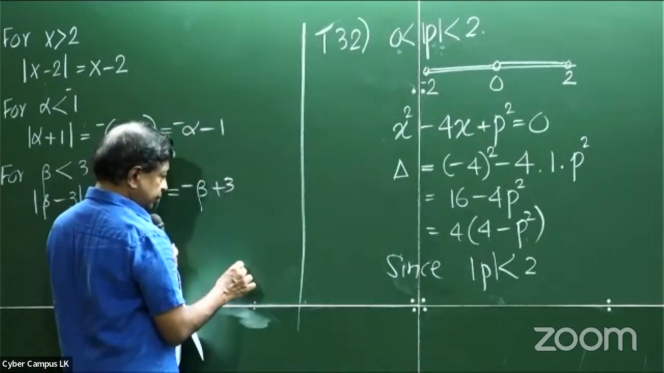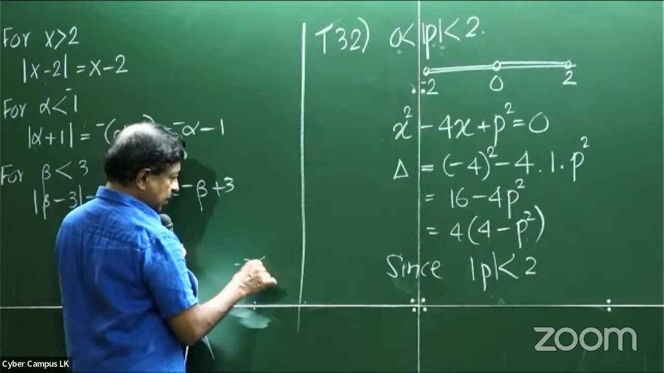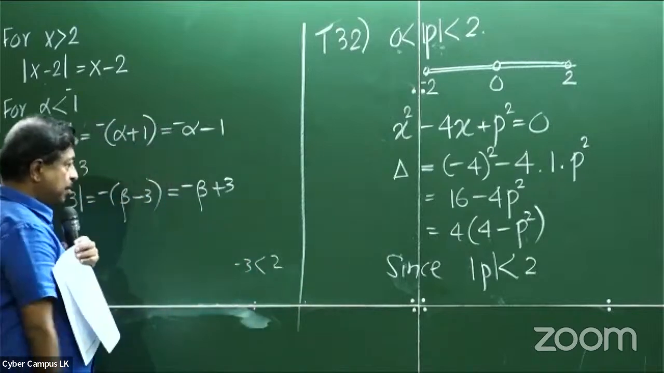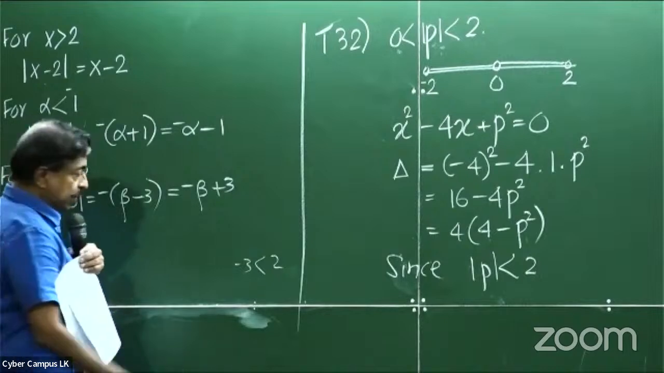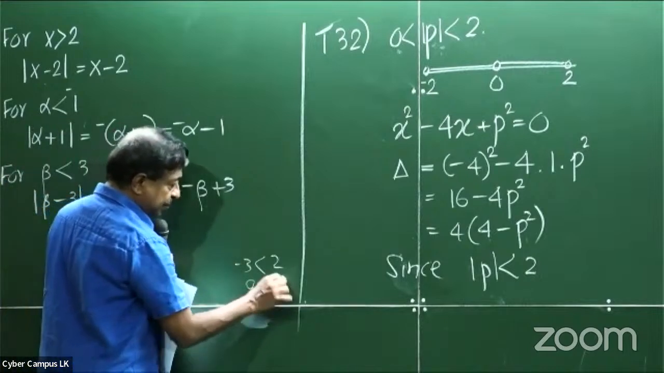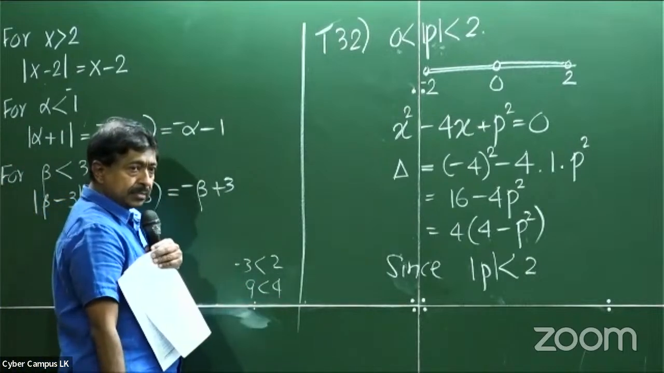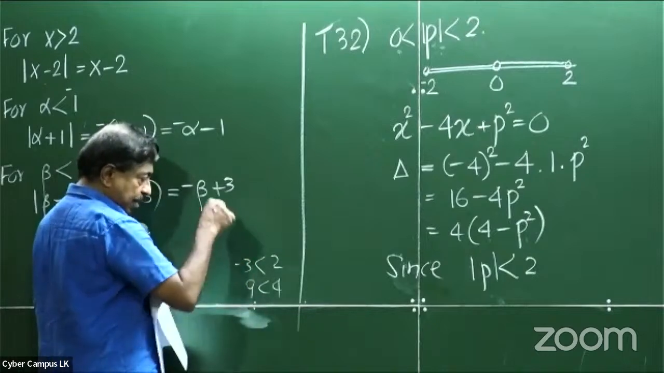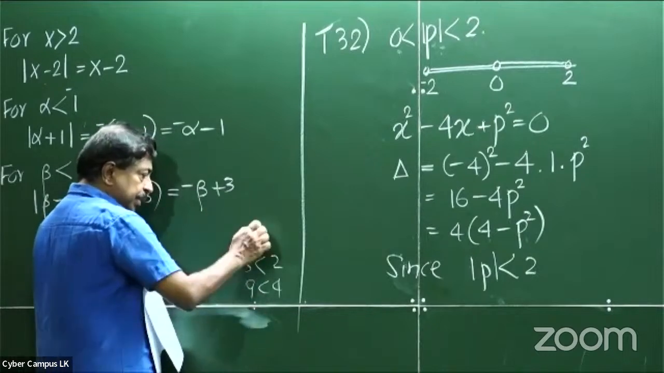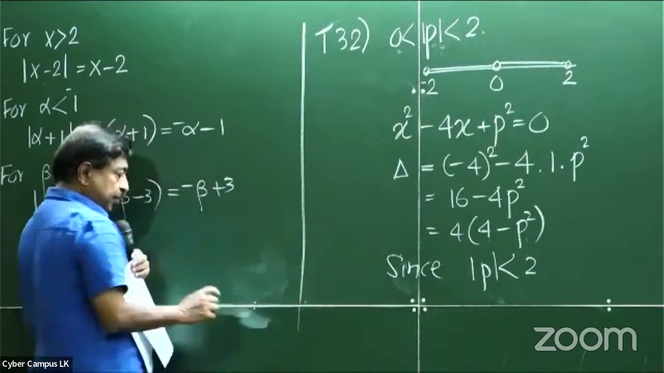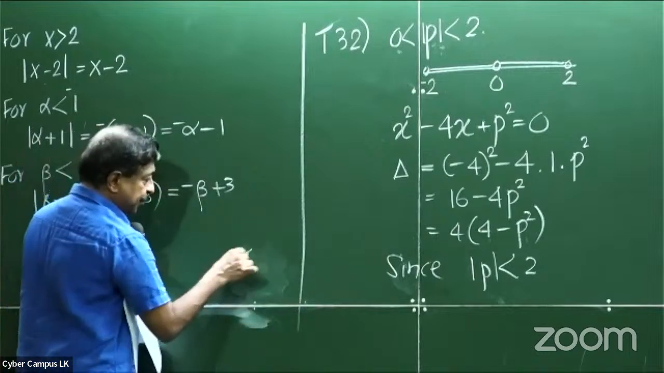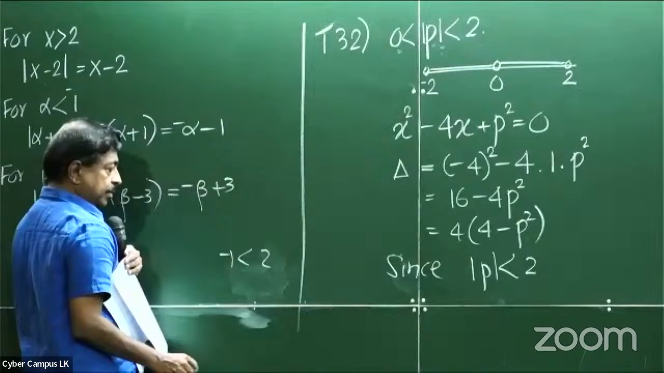Because, say, for example, if you have -3 is less than 2. If you square this, you get 9 less than 4. So if you have a negative number on one side, usually it's not correct to square. I mean, sometimes you can get the correct answer like this.